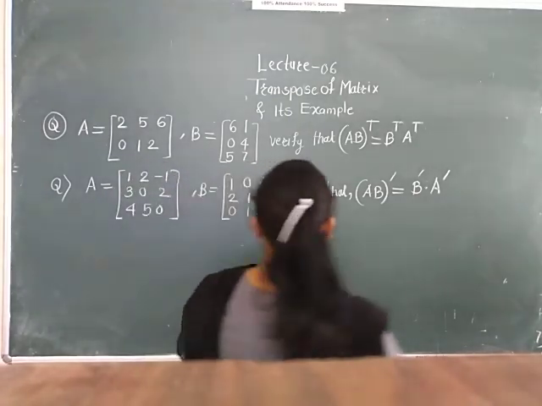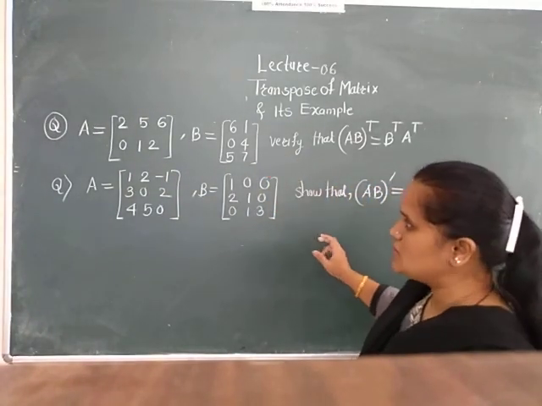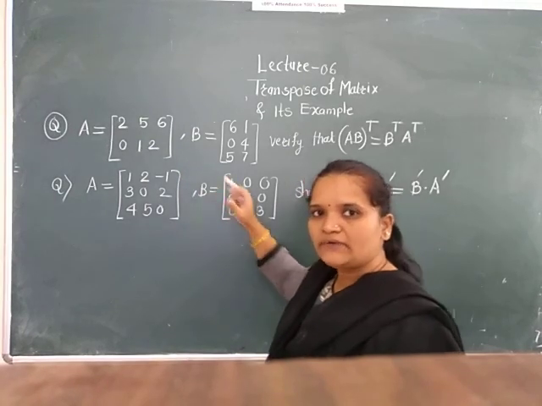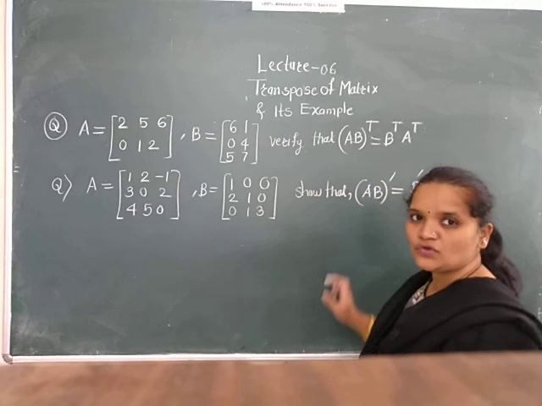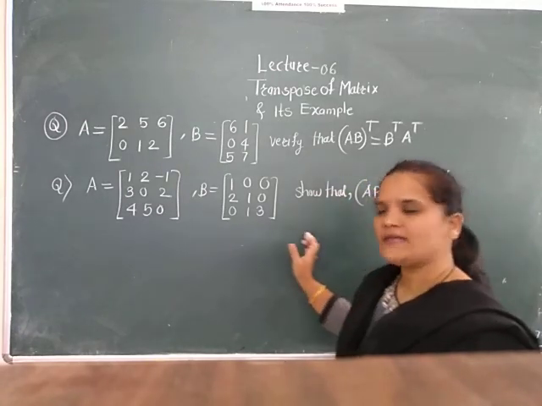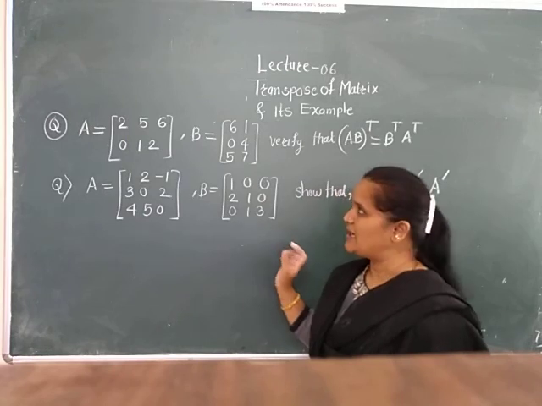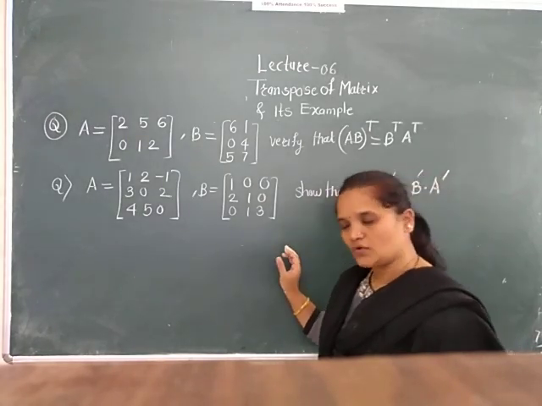These are two questions, the first question and the second question. In these questions also A and B are given to you and you have to verify AB transpose is equal to B transpose into A transpose. So in a similar way you can solve these questions if you have understood today's topic. Solve these questions at home.